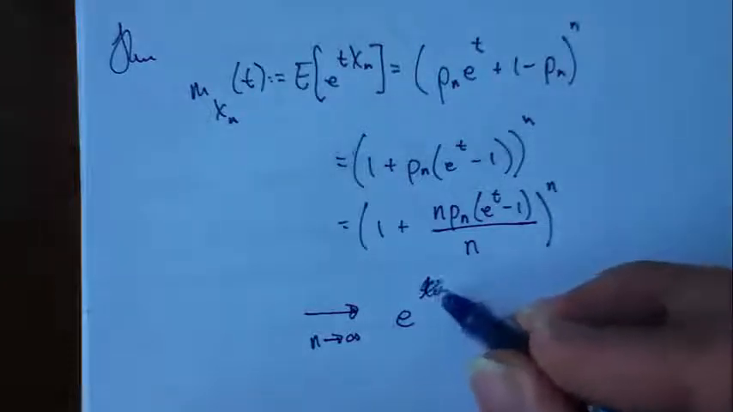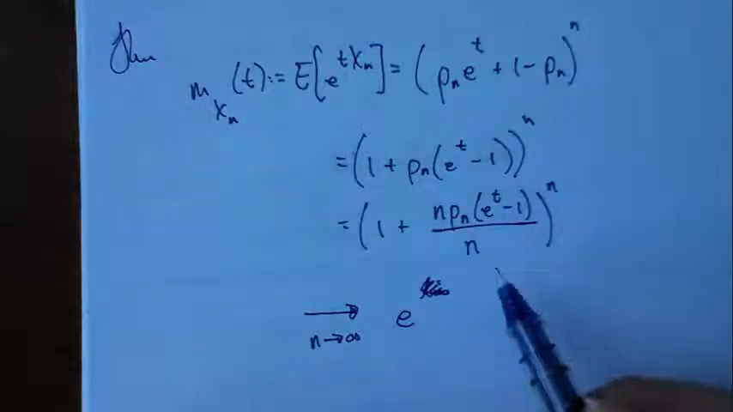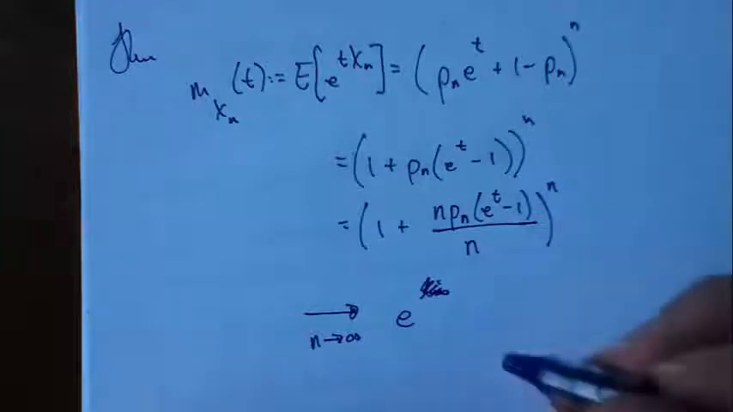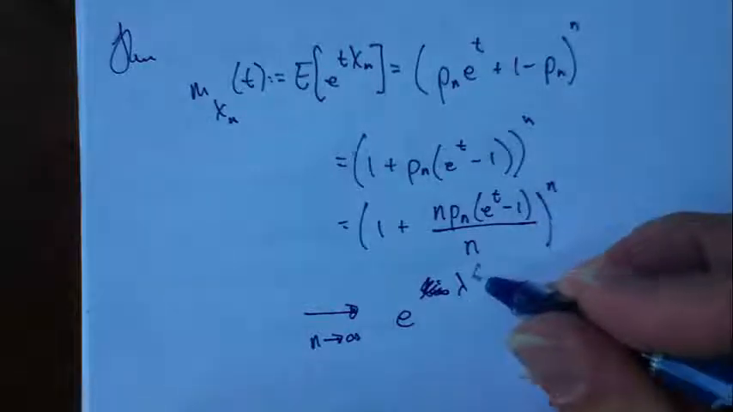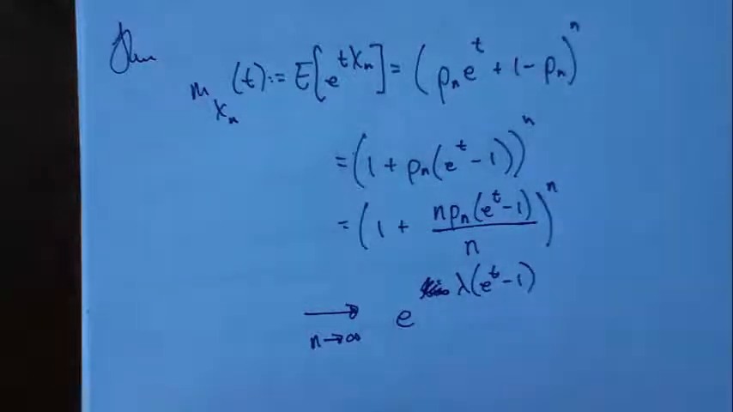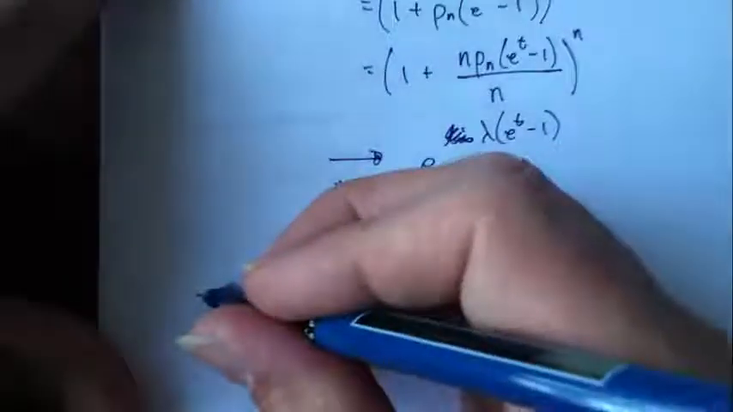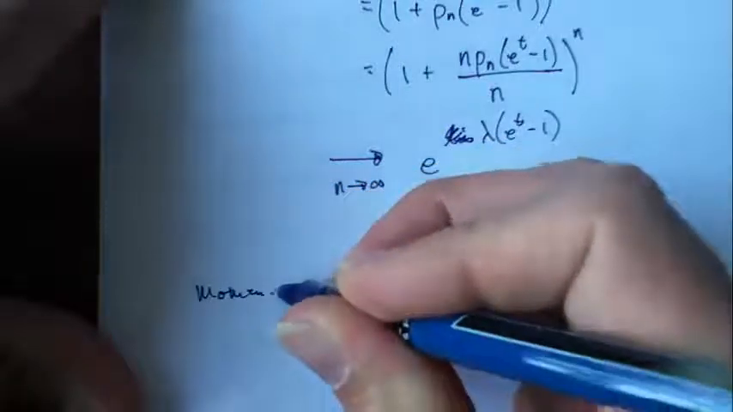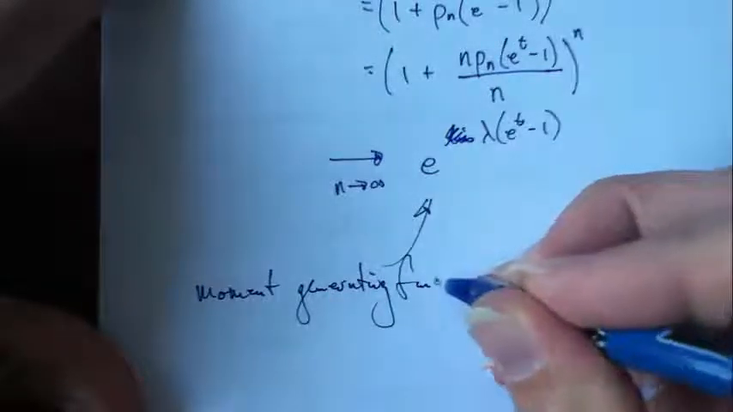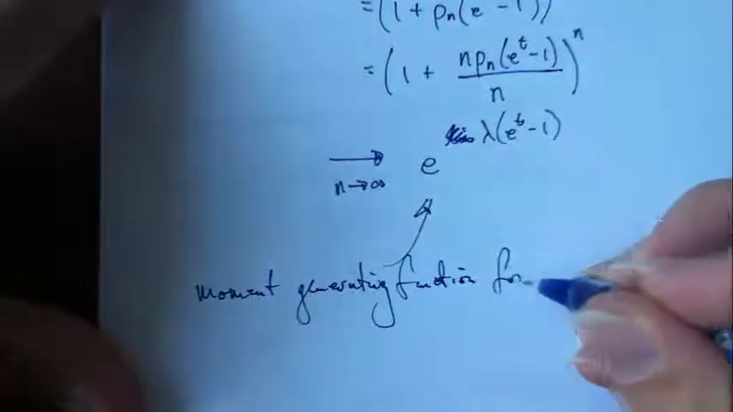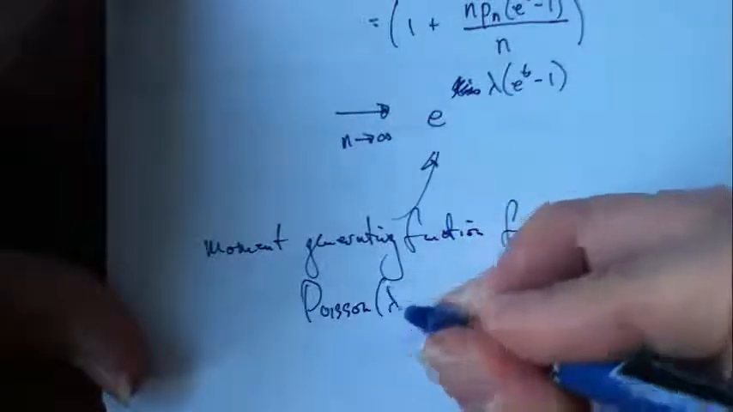So what is the limit of n p_n times (e to the t minus 1)? That's lambda, right? This part is going to lambda, and then e to the t minus 1. But this is in fact the moment generating function for a Poisson. So there we go.